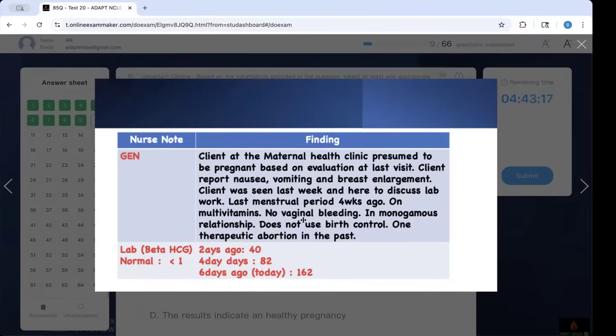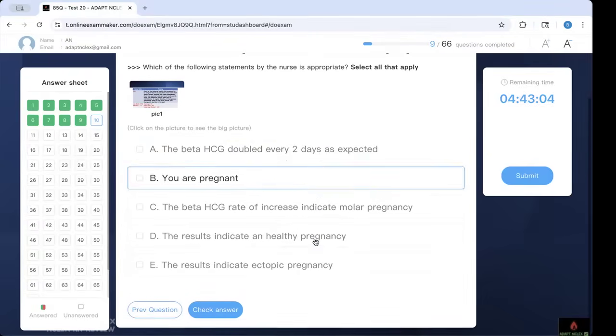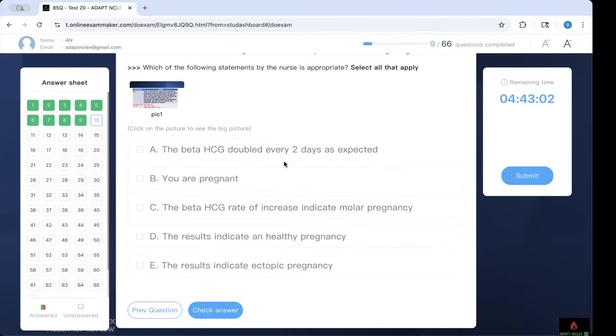What is the problem? The beta hCG 2 days ago was 40. 4 days ago was 82. 6 days ago was 162. That means it's going up. You see, beta hCG is going up. What do you think is going on? The beta hCG has doubled every 2 days as expected. You are pregnant. Your beta hCG rate of increase indicates molar pregnancy. The results indicate a healthy pregnancy. The results indicate ectopic pregnancy.